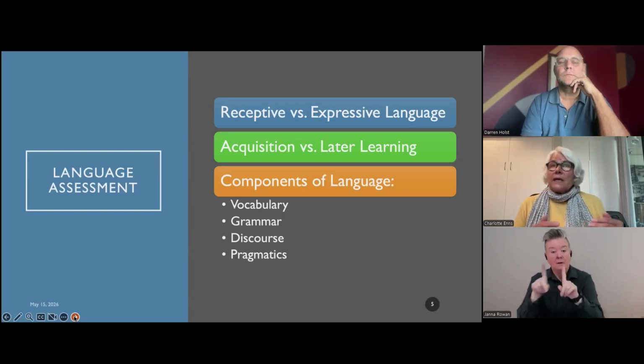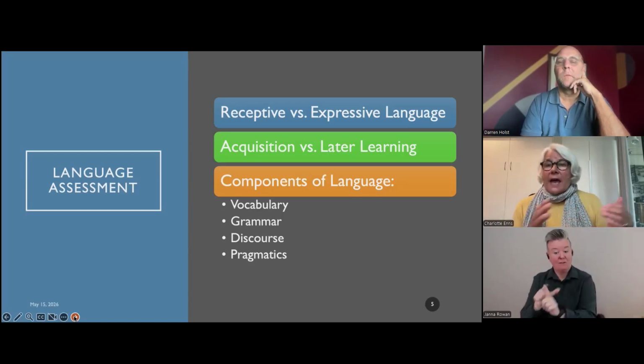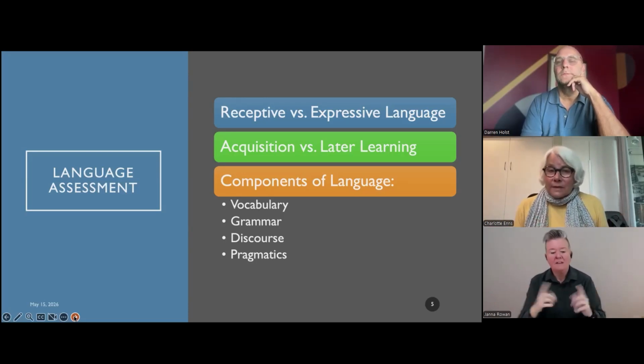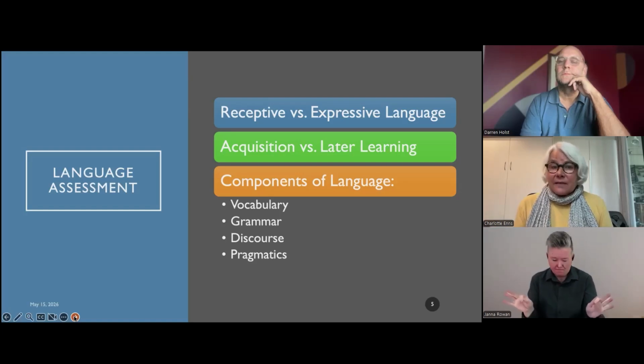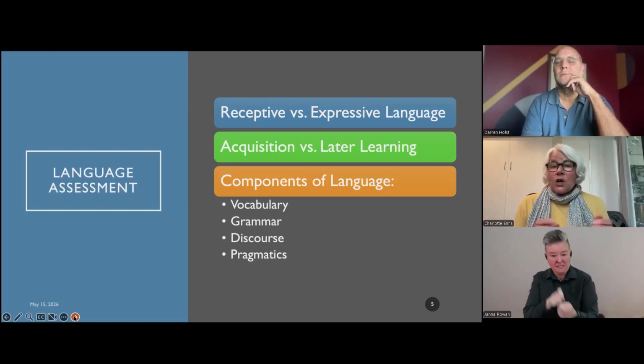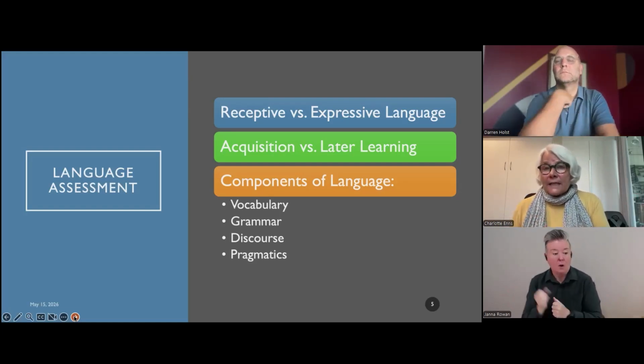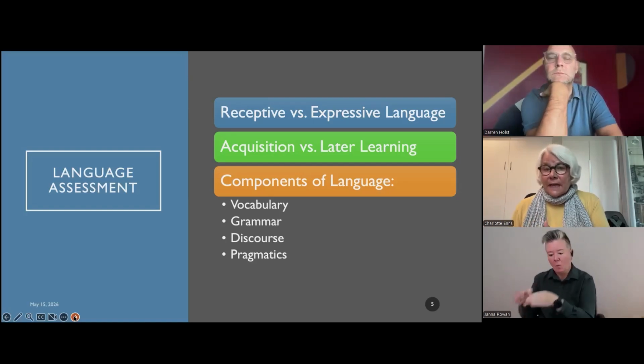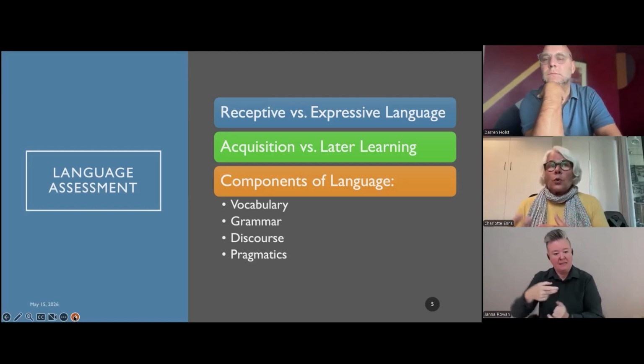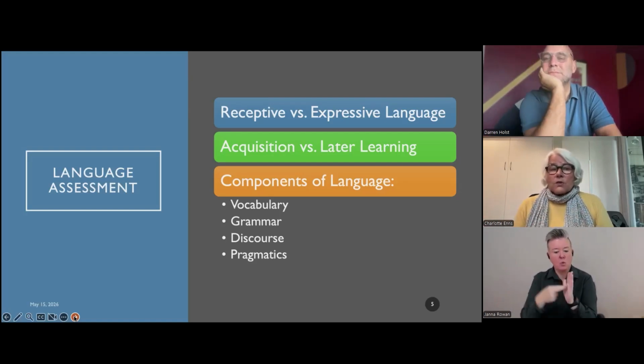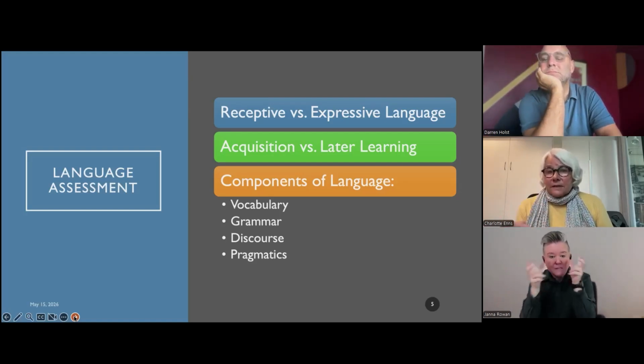Tests can also be focused on different age levels, acquisition, very beginning levels, or later learning of language skills. And also, there are a lot of different components of language that tests can focus on. Vocabulary, grammar, discourse, that interaction, or storytelling, or different ways of presenting language, and pragmatics, sort of the rules for how we interact.